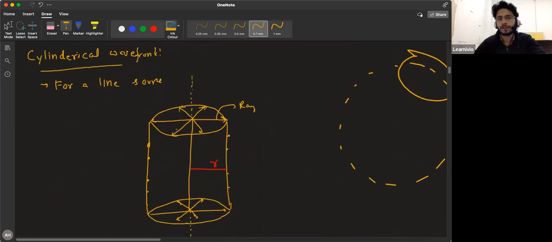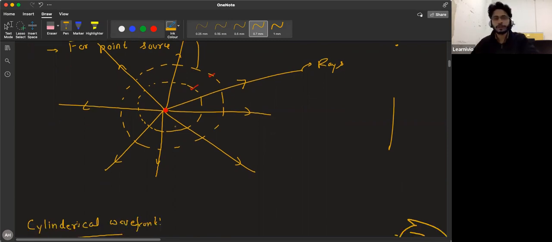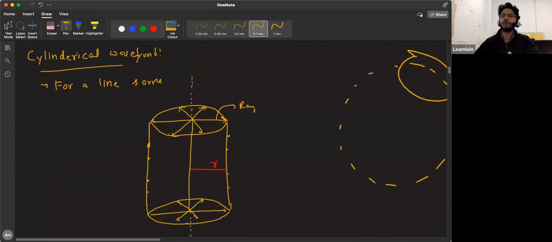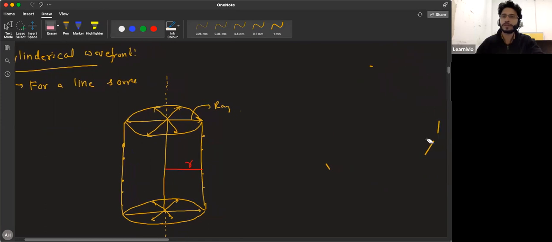The same is here. If you have a spherical wavefront and your observer is at a very, very far distance, he cannot observe the complete wavefront. He will observe a section of the wavefront, and that particular section will appear as plane. In the same way, if you have a cylindrical wavefront and your observer is at a very large distance, it appears as plane. So a small portion of a spherical or cylindrical wavefront will appear as a plane wave.